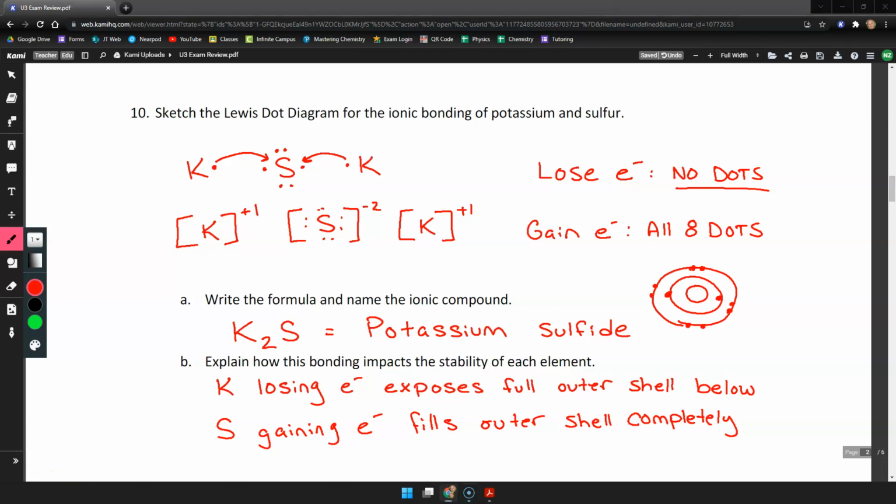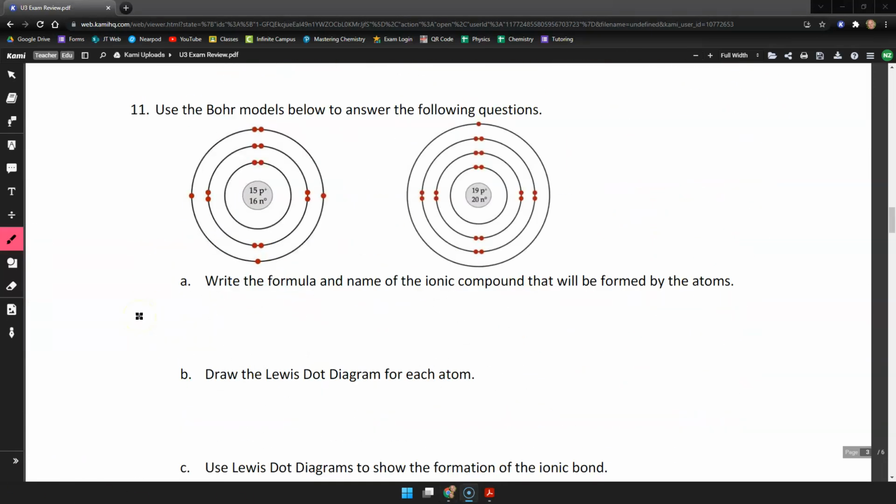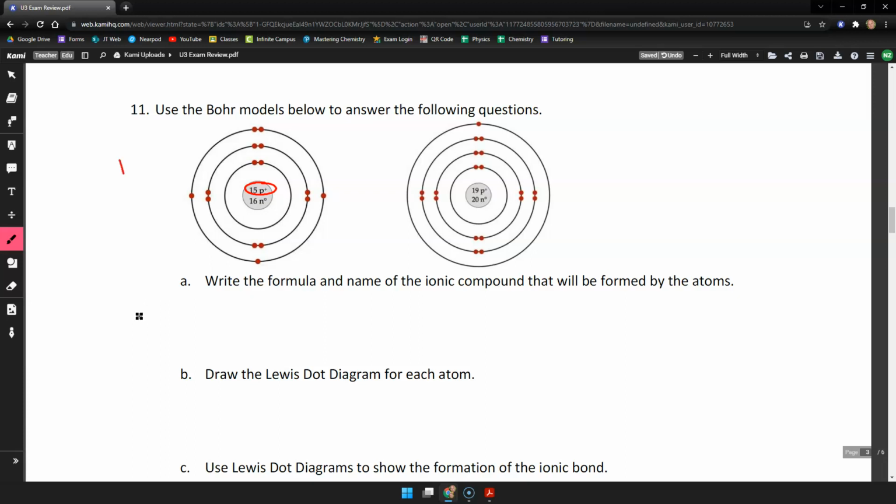Going here. So number 11, use the Bohr models below to answer the following questions. Write the formula and the name of the ionic compound that will be formed by the atoms. Draw the Lewis dot diagram for each atom, and then use Lewis dot diagrams to show the formation of the ionic bond. All right, so got a Lewis diagram here. Okay, so we have 15 protons. If we look that up, that's phosphorus. Okay, this one here has 19 protons. 19 protons is going to be potassium, K.